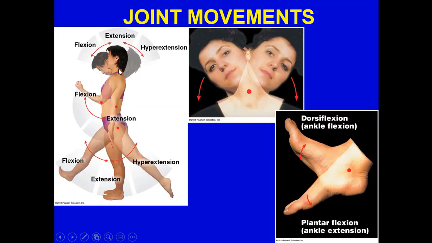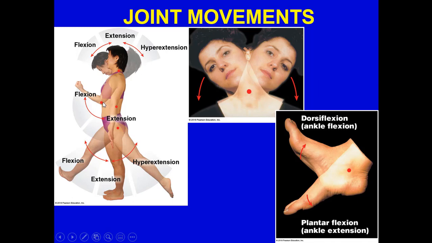So if you notice the red dot here, here's the point of the neck. If you're going to reduce the angle, draw a line here, and you'll notice it's straight. If you have flexion, you're going to reduce that angle between here and here. If you go in the opposite direction, that's extension. And if you can push it back a little beyond that, that's hyperextension.